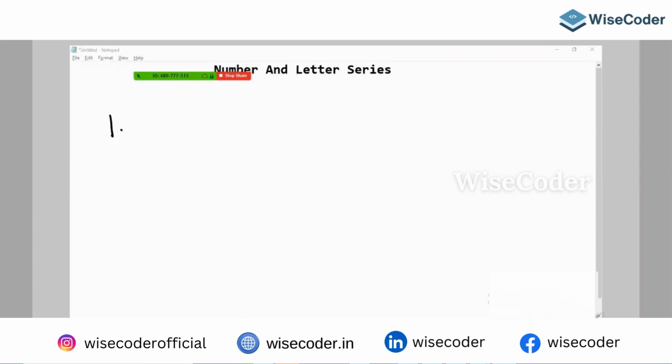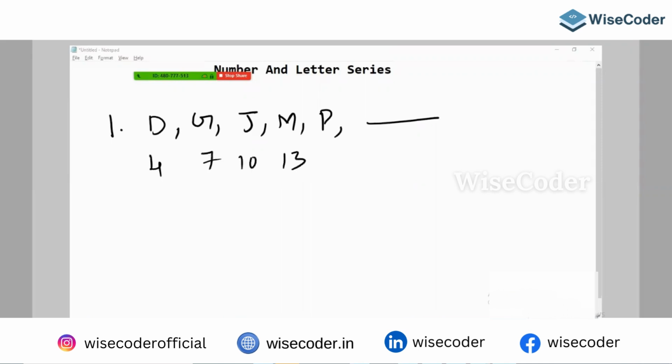Let's try to solve. Look at question number 1: D, G, J, M, P. What is the next letter? If you know the place positions, look here: D is position 4, then 7, 10, 13, 16. It is plus 3, plus 3, plus 3, plus 3. Next is 16 plus 3, which is 19. What is the 19th letter? That's your answer. If you know the place positions, the job is very easy. If you don't, it will take time.